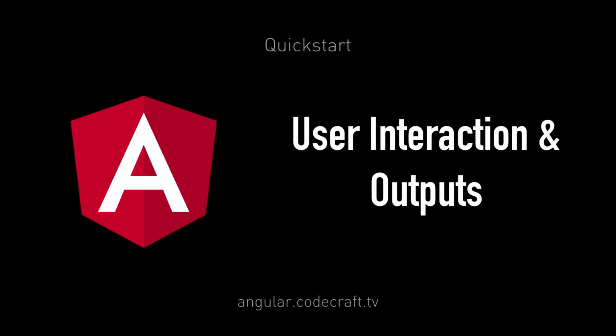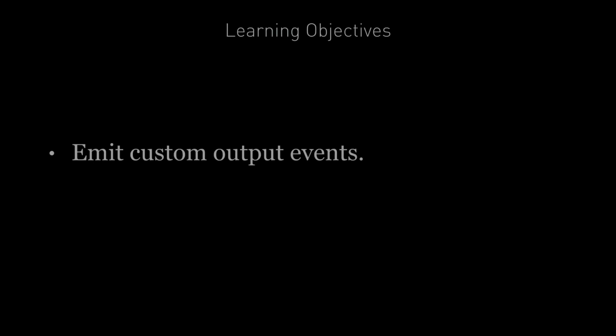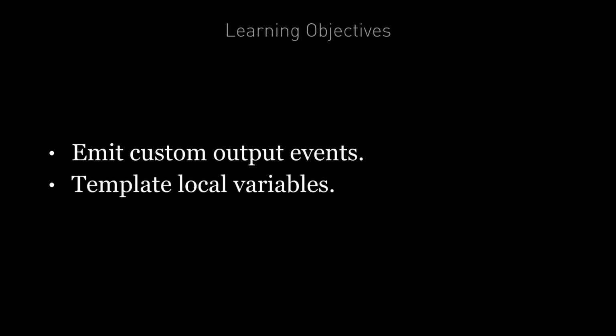In this lecture, we're going to add an input form to our joke application so the user can add their own jokes to the list. By the end of this lecture, you're going to learn how to emit custom output events from components. And you're also going to learn how to create local variables in templates.